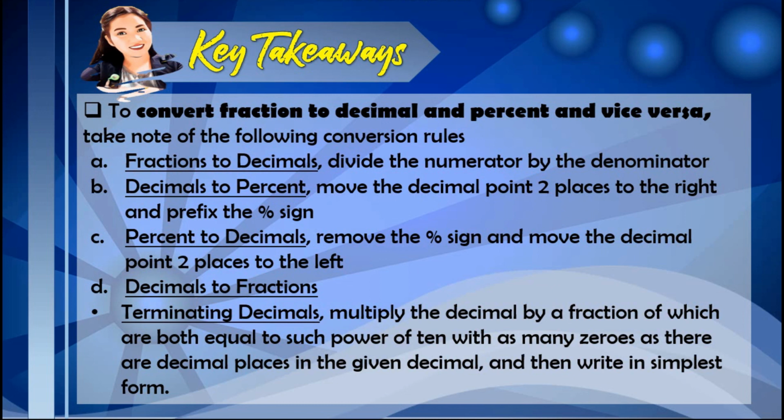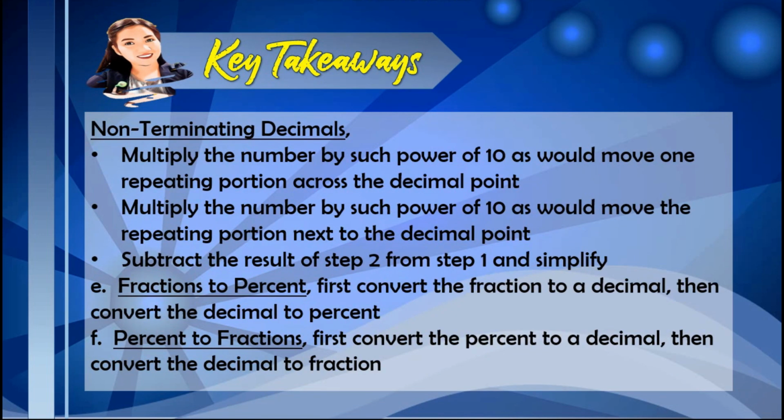For decimals to fractions, take note for terminating decimals, multiply the decimal by a fraction of which are both equal to such power of 10 with as many zeros as there are decimal places in the given decimal, and then write in simplest form. For non-terminating decimals, multiply the number by such power of 10 as would move one repeating portion across the decimal point. Next, multiply the number by such power of 10 as would move the repeating portion next to the decimal point. Lastly, subtract the result of step 2 from step 1 and simplify.